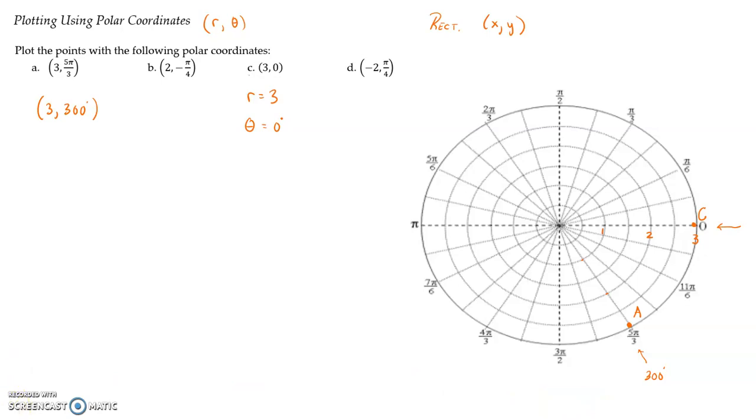Let's go ahead and do part B next. This time we have 2, and our angle measure here, if we want to put it in degrees, is negative 45 degrees. So keep in mind you want to plot your angle measure first, so we're going to be coming downward 45 degrees, which means we're going to end up at this positive 315 degree line. And we want to count out a total of 2 radii lengths. So point B is going to be located right here.